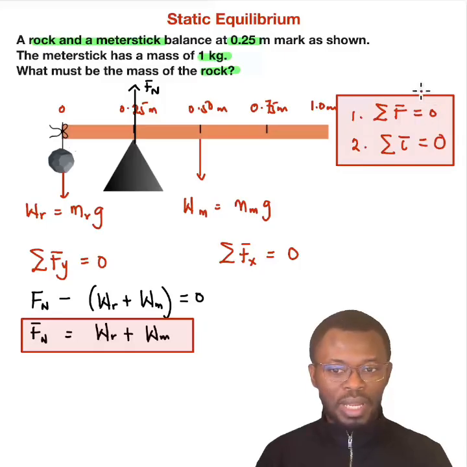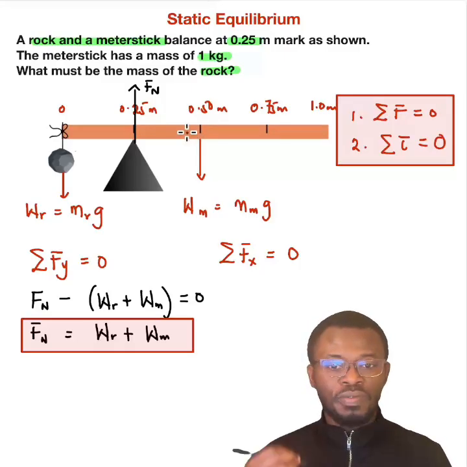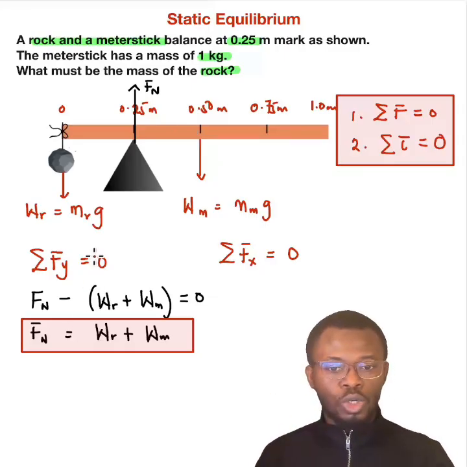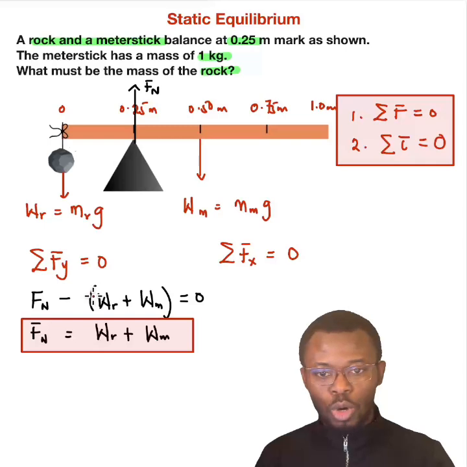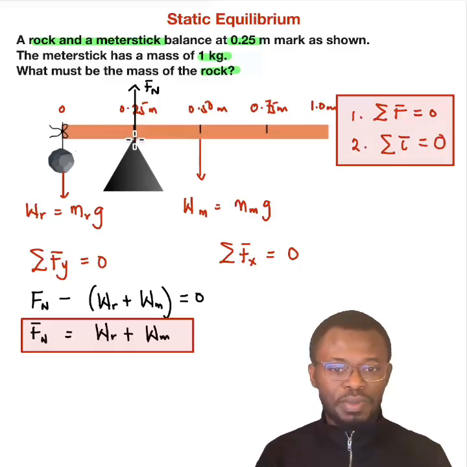So that applies to the first condition of static equilibrium. Here we can see that translationally, this meter stick is in equilibrium because it is not moving up or down, left or right. The second condition to look at is the net torque. The net torque equal to 0 means that there shouldn't be any rotation about this pivot point.